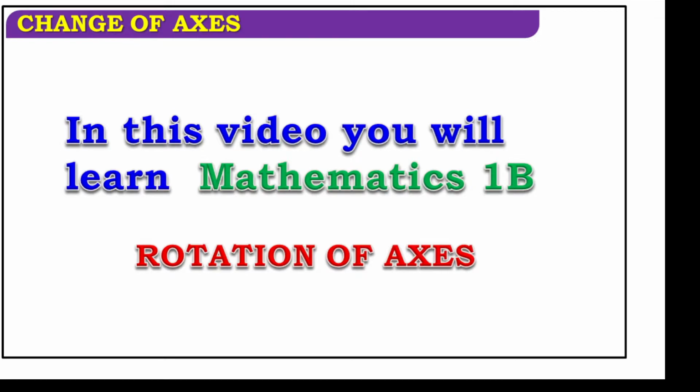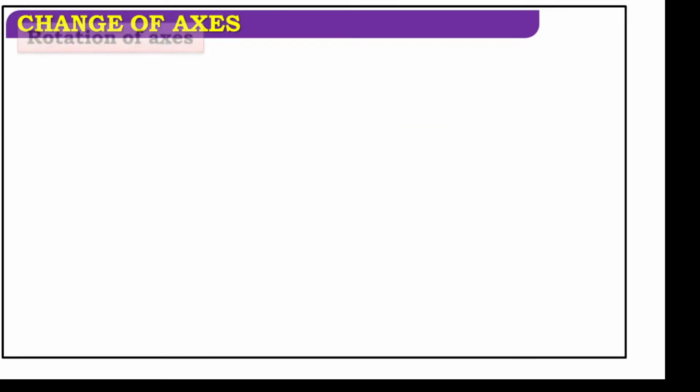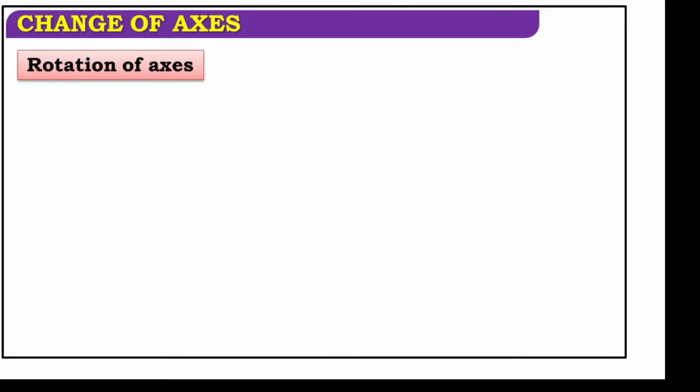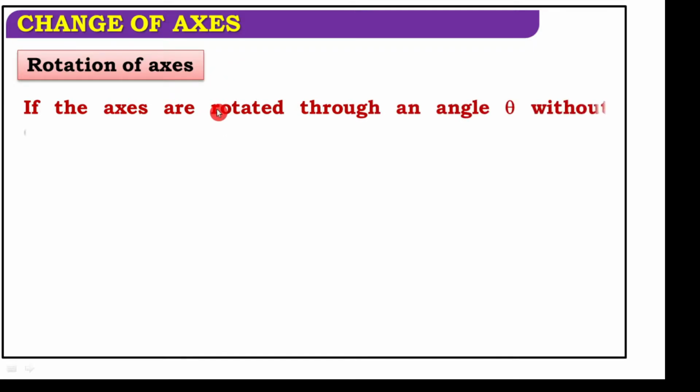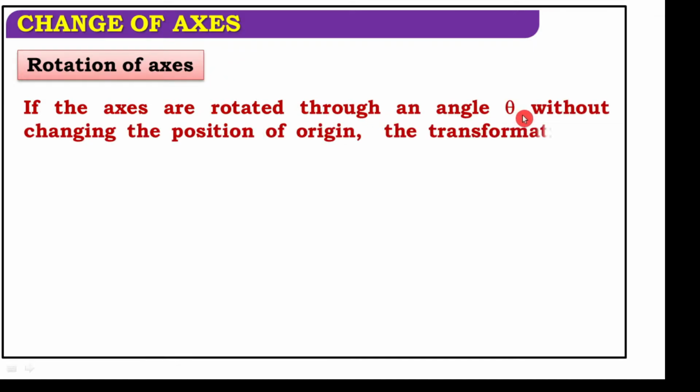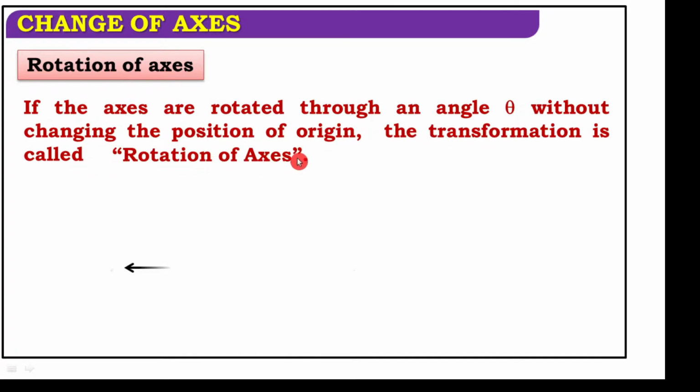www.aimstutorial.in. In this video, you will learn Mathematics 1B Rotation of Axis. What is rotation of axis? If the axes are rotated through an angle theta without changing the position of origin, the transformation is called rotation of axis.